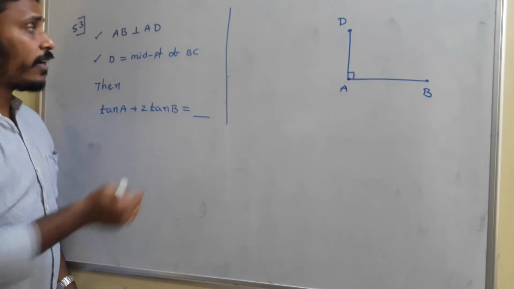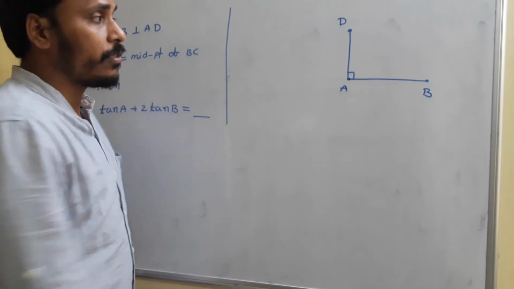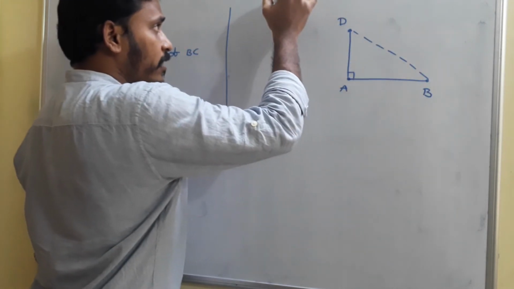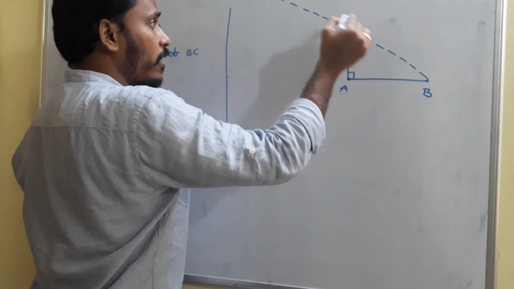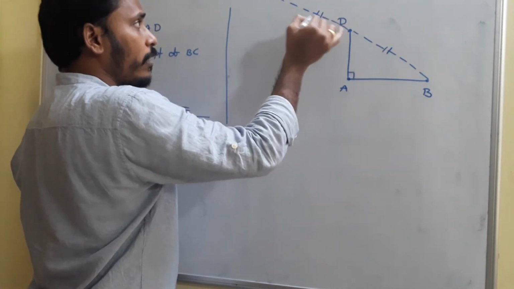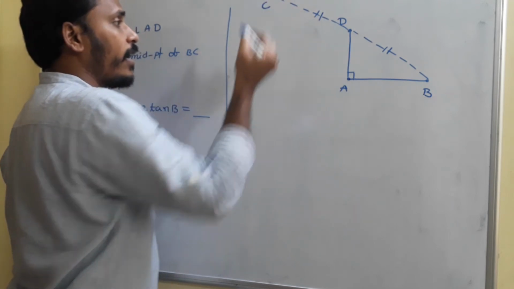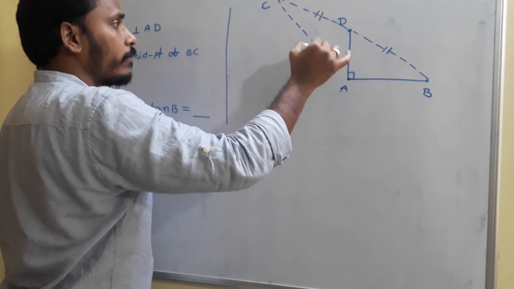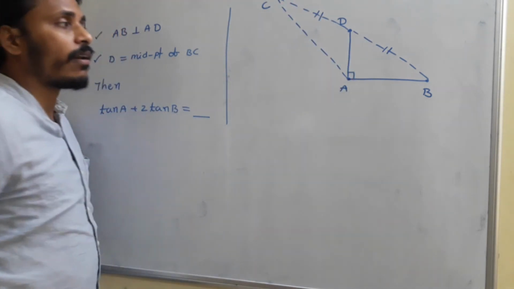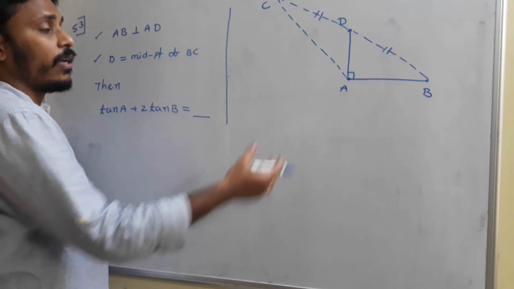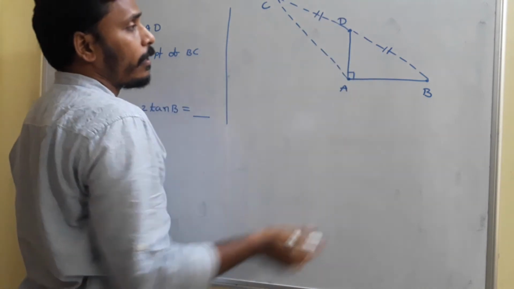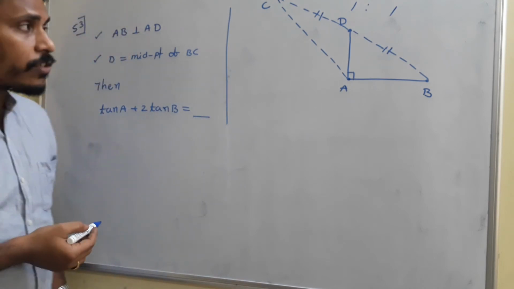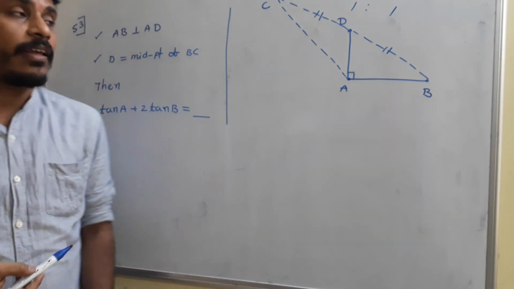And as per the given statement, this D is the midpoint of BC. So you just join DB and then extend that DB such that D is the midpoint. That means these two parts are equal, and mark that point as C. After that you just join that C with A. So finally we have a triangle. And in this triangle, these two parts are equal, right? So 1:1 ratio. Okay, now we are going to apply that MN theorem.